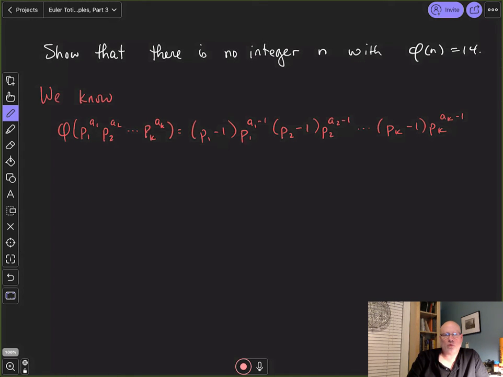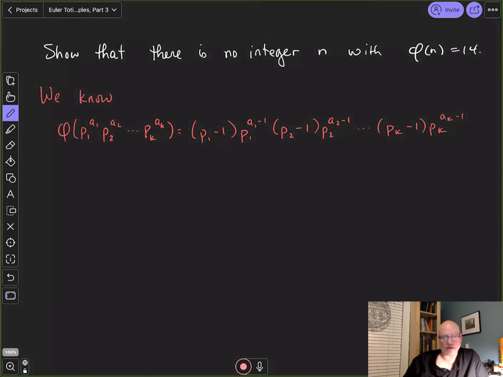Hi, we're going to look at one more slightly more challenging problem that deals with the Euler Totient function, the phi function. We're going to show that there's no integer n such that phi of n is 14. Think about what that means: there's no value of n where the number of relative primes between 0 and n minus 1 is 14. Again, we're sketching out a proof here, not doing a full proof, but talking through what that looks like.